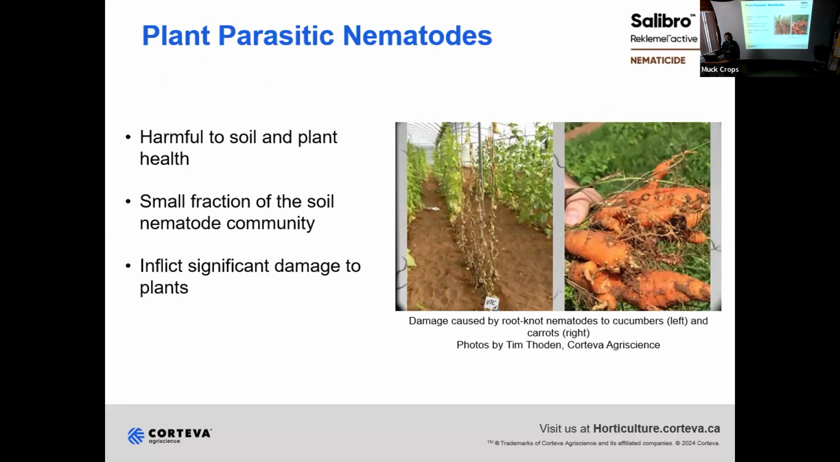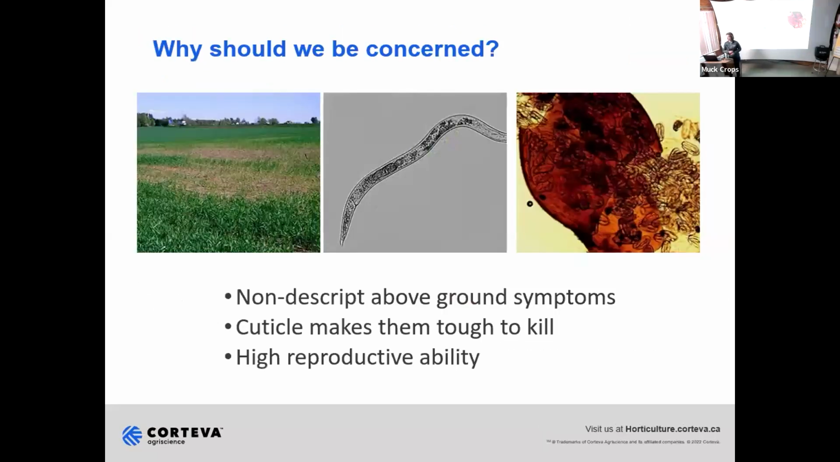So plant parasitic nematodes, that's what I want to focus on. And we know that the soil food web can be thrown off balance by plant parasitic nematodes. They are harmful to the soil, harmful to plant health, but they are only a small fraction of the soil nematode community. But this small fraction can inflict quite a bit of damage.